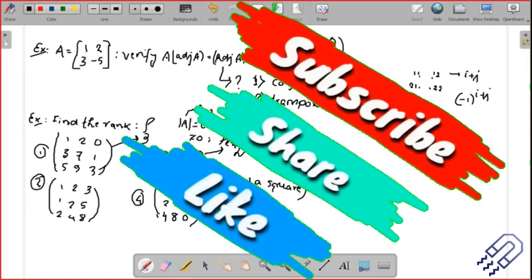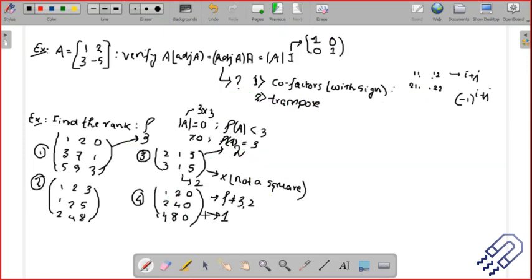Just maybe provide one more sum. Okay, I can actually give you one to find the inverse, I guess. But before inverse, I'll just show you one sum here.